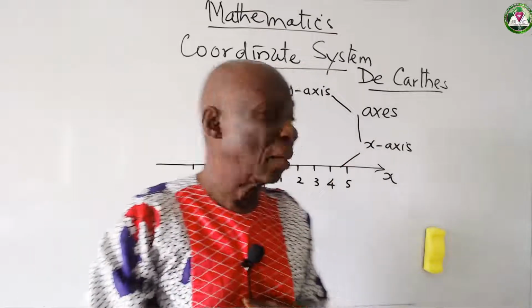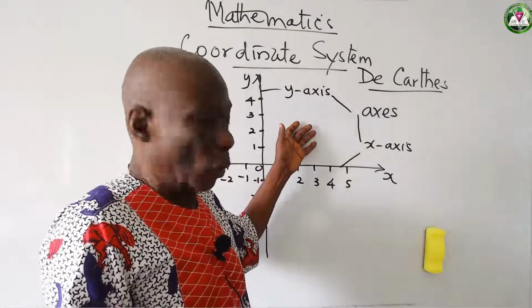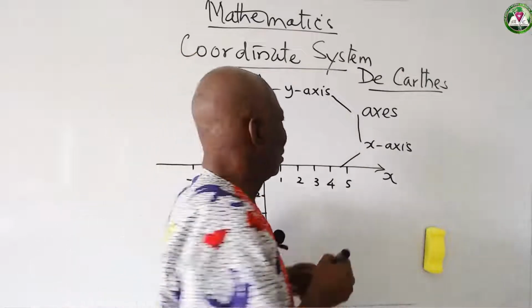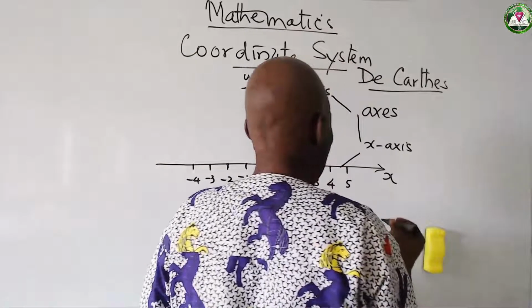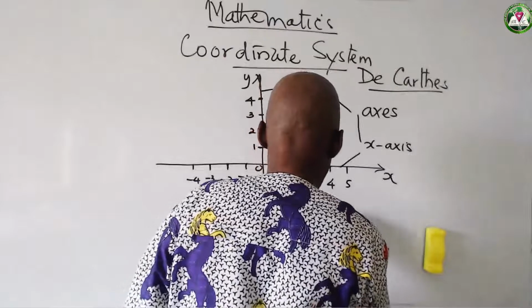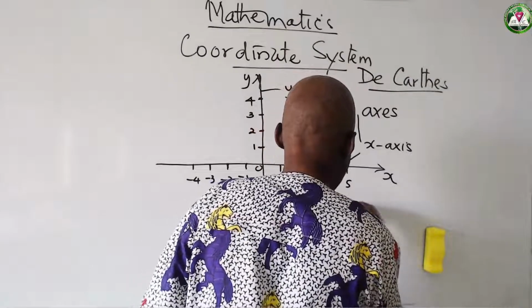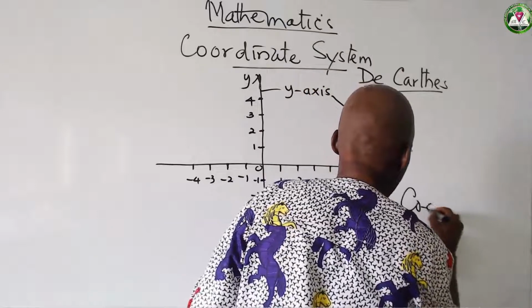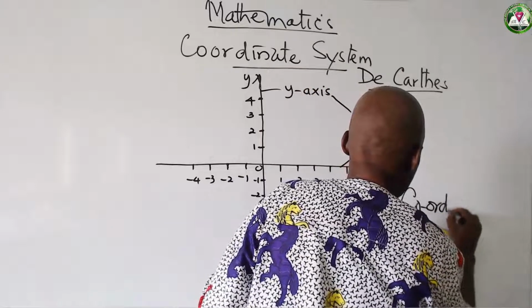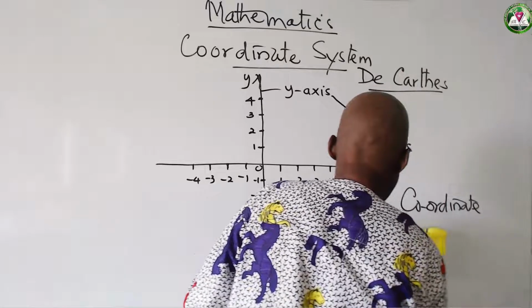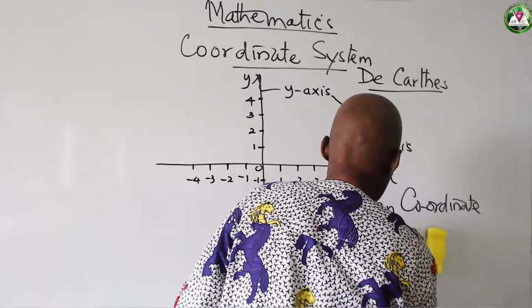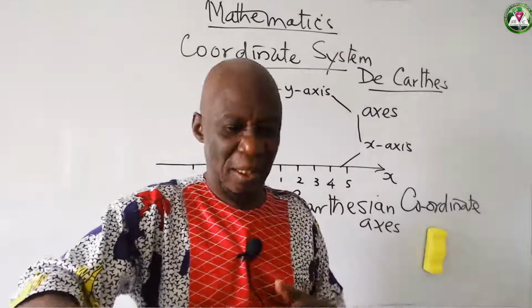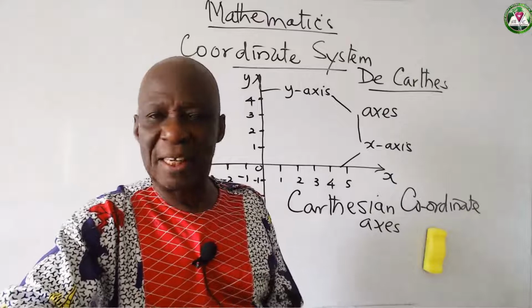So, this thing became known now as Cartesian coordinate axis. Cartesian coordinate axis. This man discovered this thing.